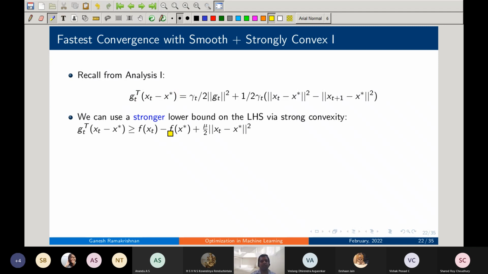bring that up. If you had strong convexity, you could do something more with this term. That's what we are trying to show. This is you only use convexity alone. So how will this change when we have strong convexity? Well, this g_t transpose (x_t minus x star) will be lower bounded, not just by f of x_t minus f of x star, but also by mu by 2, the norm of x_t minus x star squared. Right? This is a stronger lower bound, and that's on the LHS here, this LHS part.